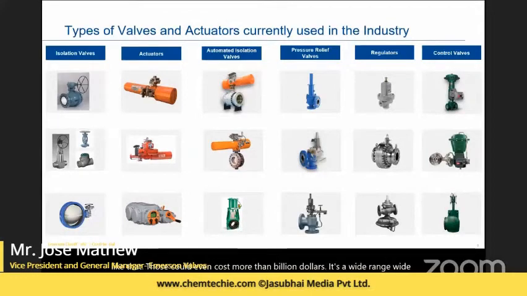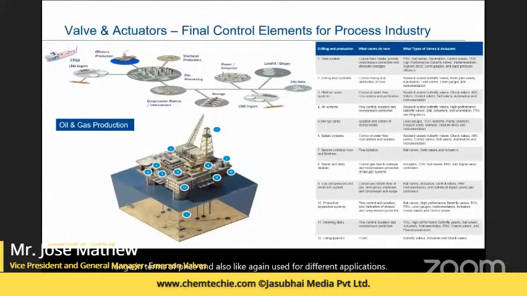So if you move on and look at a particular industry, I picked one. Valves and actuators are the final control elements for the process industry. If I look at just a gas production plant, it could be either offshore or onshore production. Then the gas comes to a processing plant. From there, it goes to a compression station, goes through pipeline, and becomes a feedstock to downstream petrochemical plants.